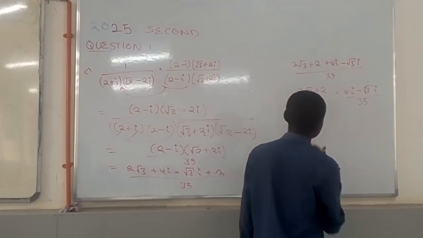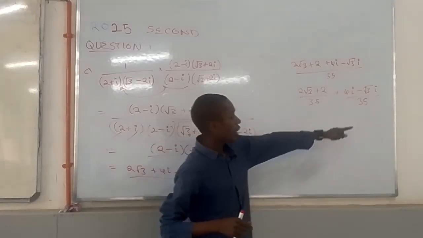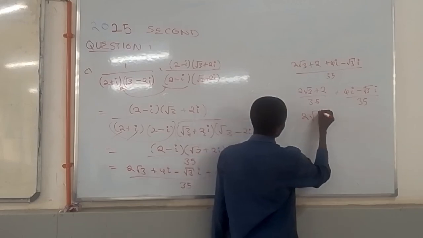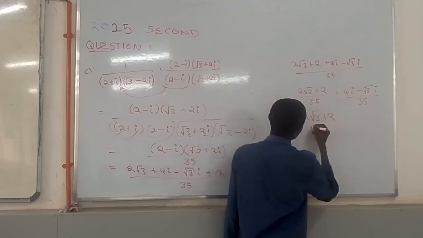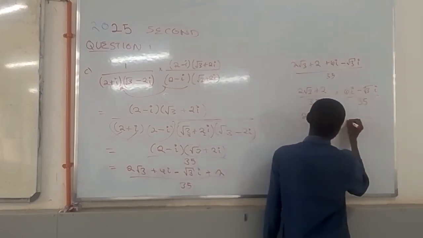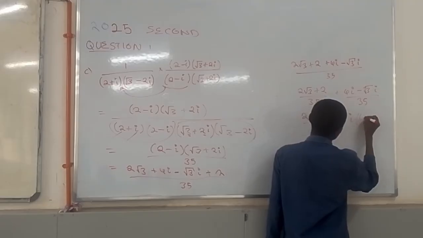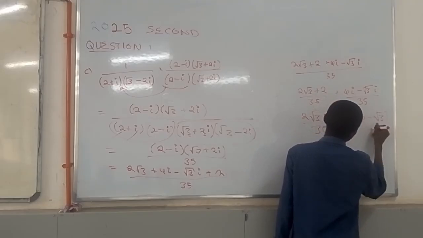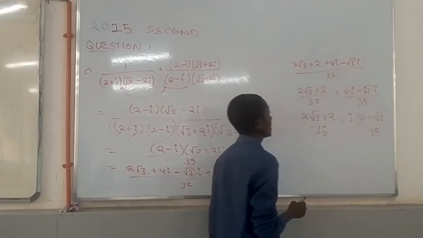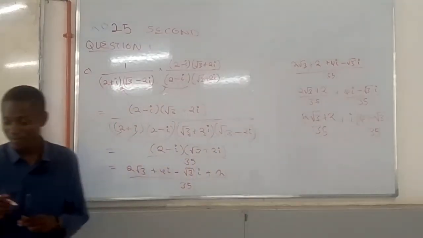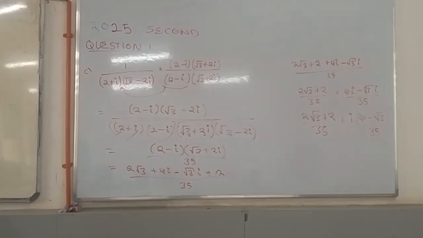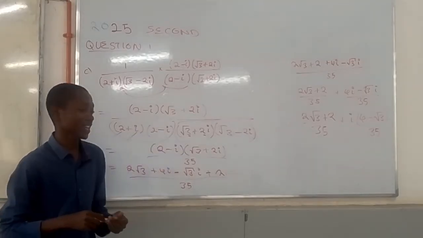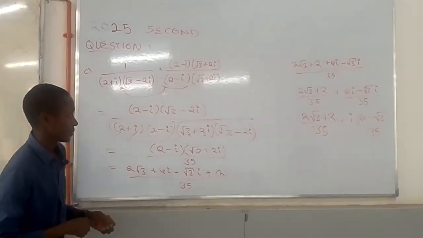If I get that, what I'll do is I'll factor out i. So I'll get 2 root 3 plus 2 over 35 plus i in bracket 4 minus root 3 over 35. Guys, don't make a mistake here. So it will be like that, right? Yeah, so it will be like that.